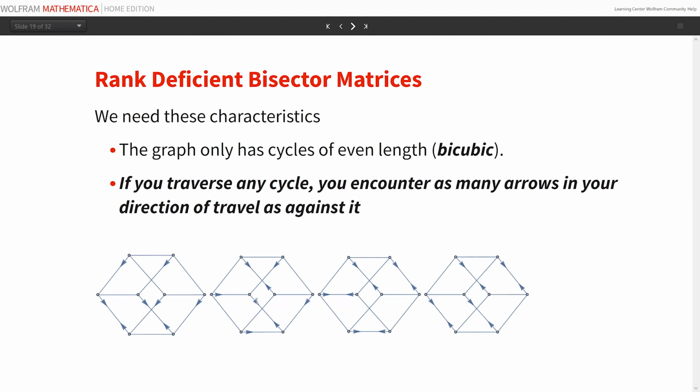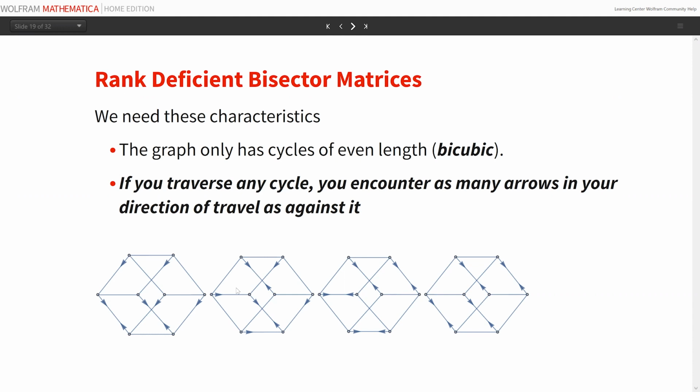For a rank deficient bisector matrix, we need the graph has only cycles of even length, which is called a bicubic graph. And if you traverse any cycle, you encounter as many arrows in your direction of travel as going against it. So every time you go against an arrow, you add one. Every time you get one going with you, you subtract one, and you have to add up to 0 as you go around the cycle. And you can verify that all 4 of those graphs have that property.